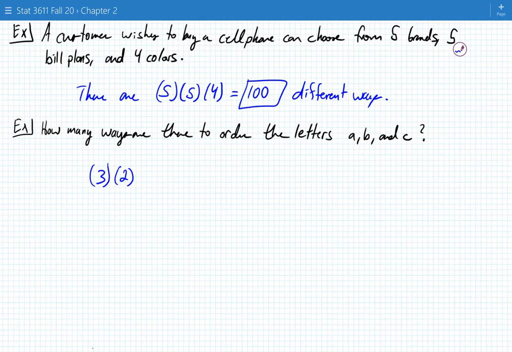After the second stage, you've chosen 2. The last stage, there's only one option, right? The third letter is determined based on your first. So we have 3 times 2 times 1, or 6 ways to do this.